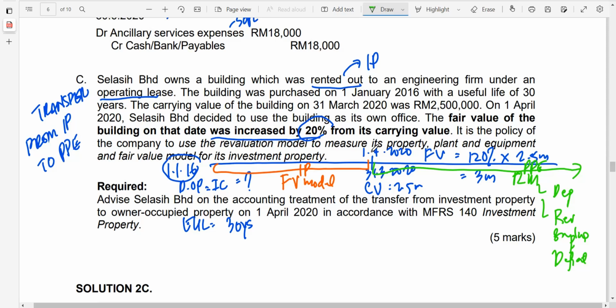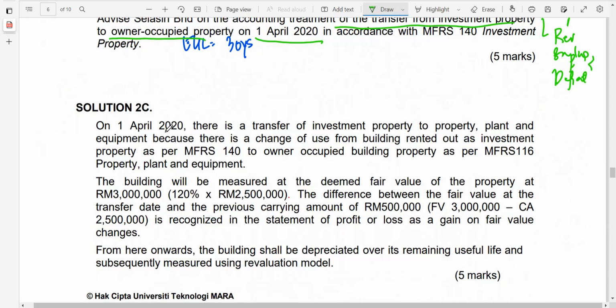But this is what we are asked to do, which is to advise on the accounting treatment on the date of transfer only, which is on 1st of April from IP to owner occupied property, to advise Selassie Berhad. So what you need to do is to look at the date 1st of April. What is the carrying value on 1st of April of the IP, and what is the fair value of the item as a PPE on the same date of transfer? So let's see what we have here.